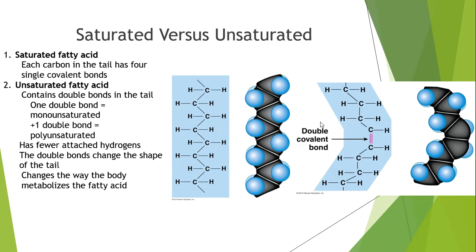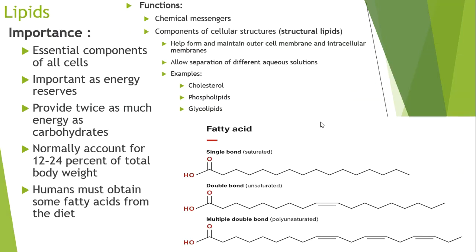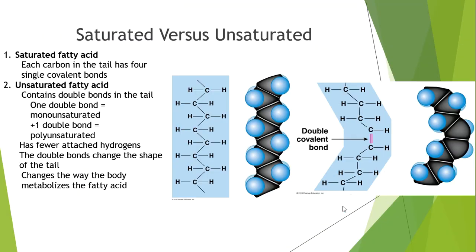But basically what you need to look for when you're talking about saturated versus unsaturated, if we go back to this diagram here, you can see the inclusion of the double bond there. When you start to see double bonds and kinks in the tail, as it's called, you'll start to get into your unsaturated fatty acids. And basically what happens when that happens is that the double bond changes the shape of the tail, which changes the way that the body metabolizes the fatty acid, or how that fatty acid interacts with different molecules in the body.